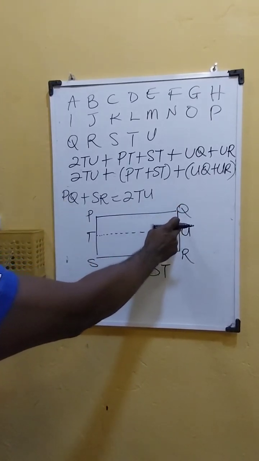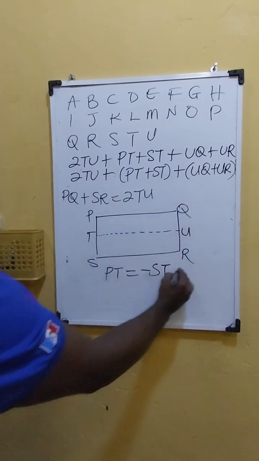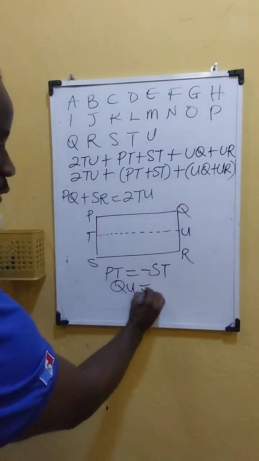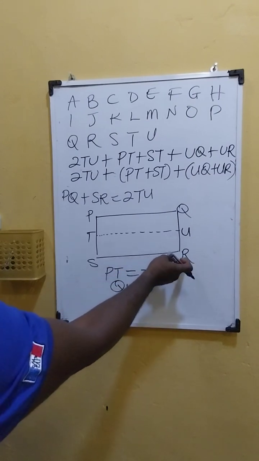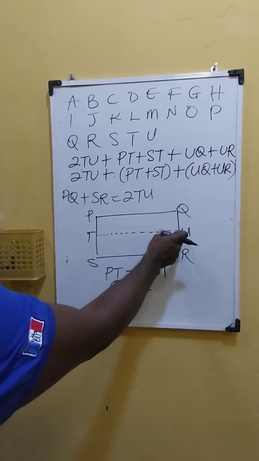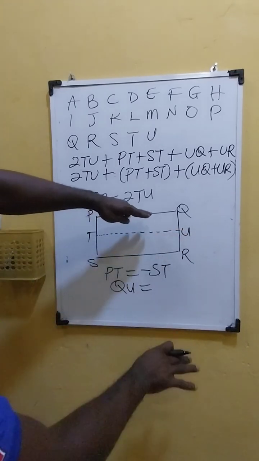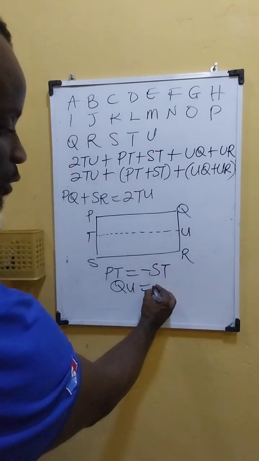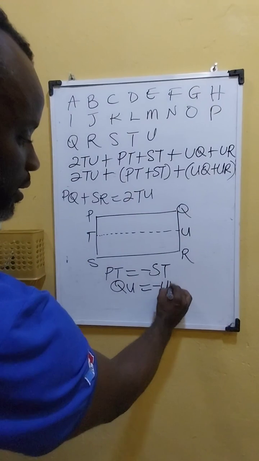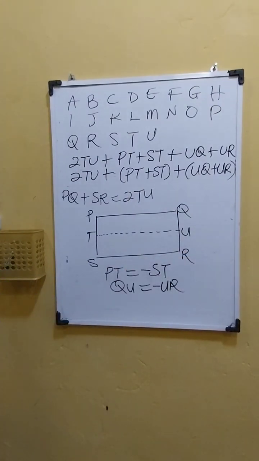Same way, QU. What is QU equal to from what we have in this other part? Anyone? QU is supposed to be equal to UR. But since the diagrams were separated, that is the quadrilateral was separated, it's going to be equal to what? Minus UR. That's another thing we need to know there.